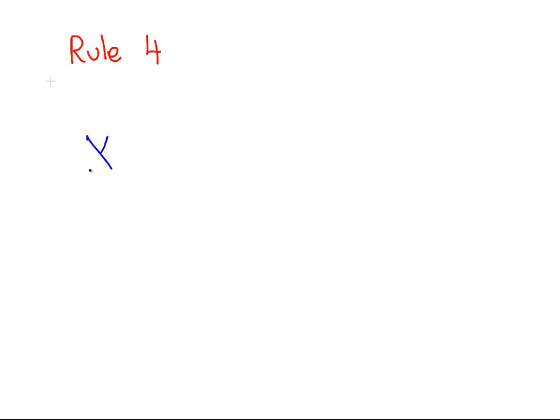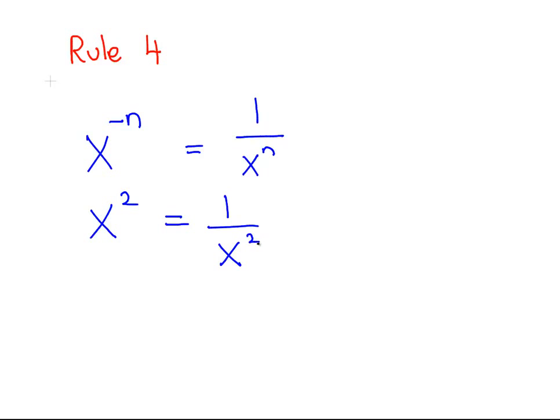X to the power of minus n. Okay, so this is a negative number. It can be written as 1 over x to the power of n. For example, x to the power of minus 2 can be written as 1 over x squared. That's quite useful. Now that actually ties in with the negative powers from earlier on.